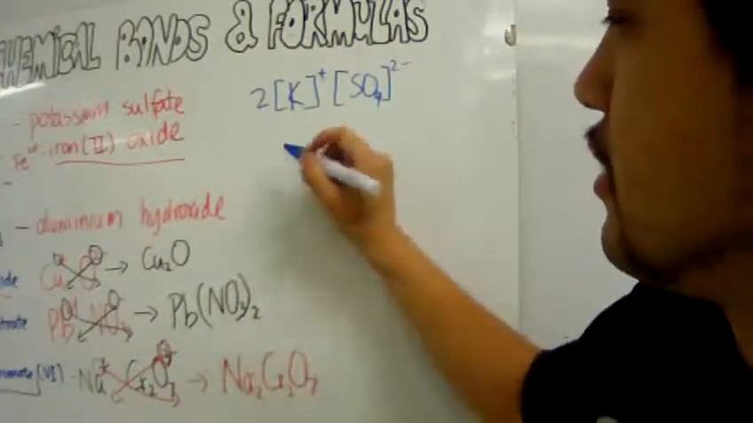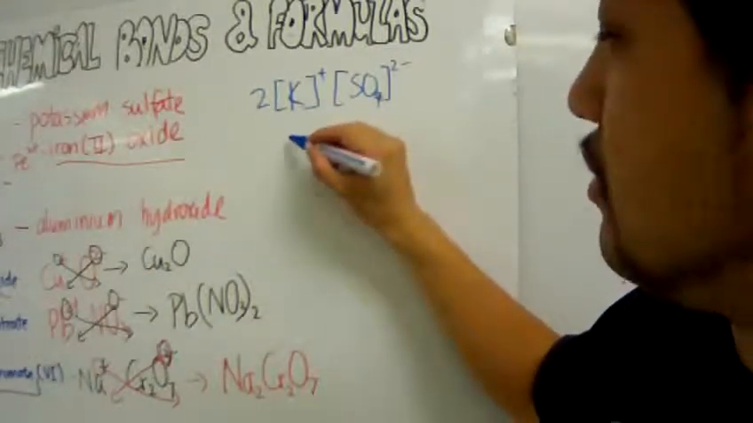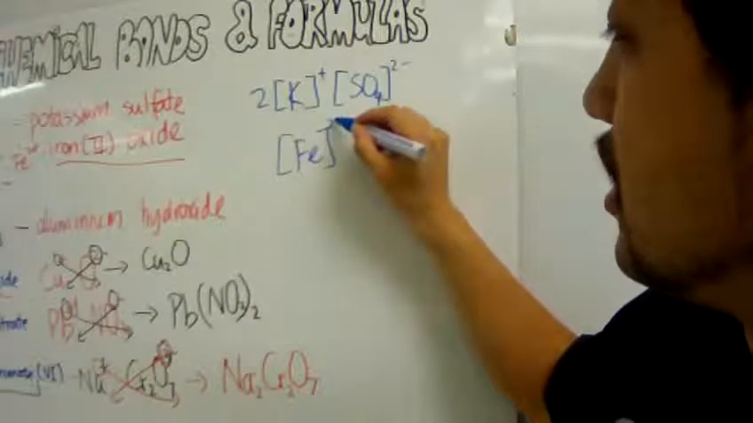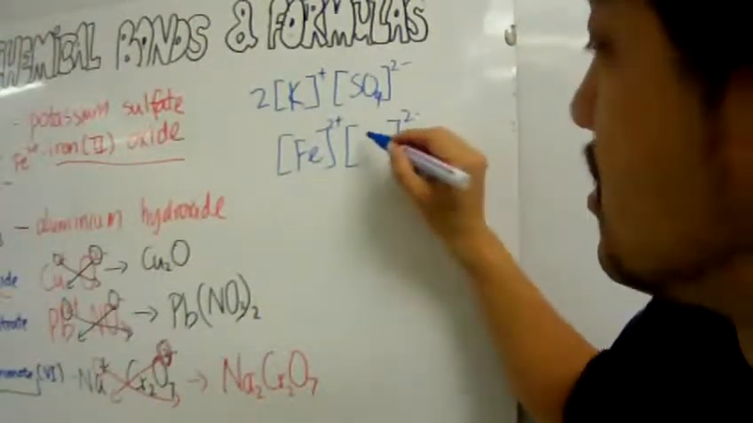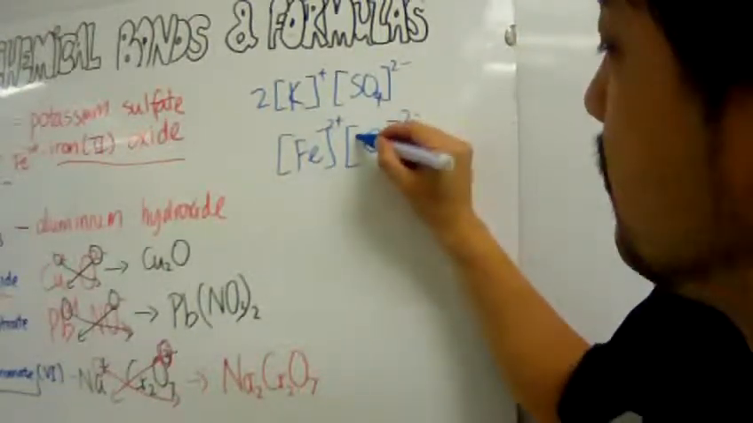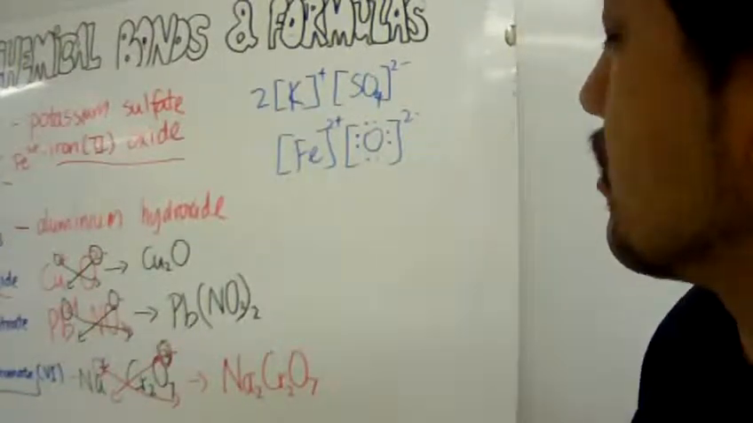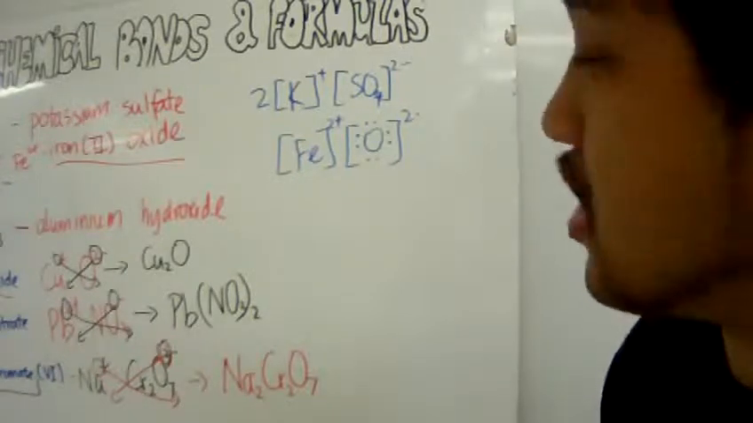Very simple. What about iron(II) oxide? Well, iron, you represent it as a 2 plus, and oxide, you represent it as 2 minus. Now because this is a monatomic anion, you can write in the valence electrons.